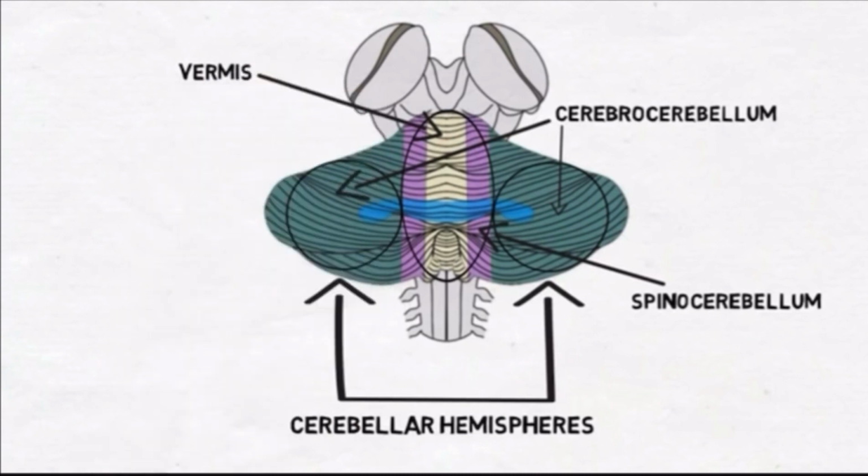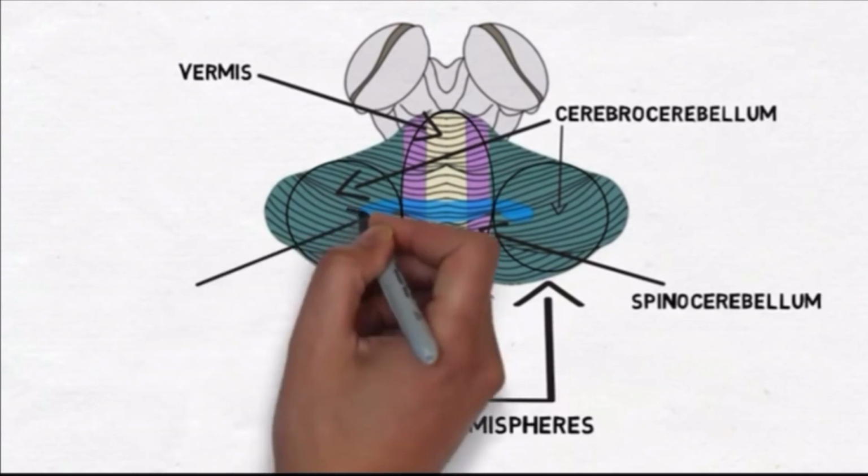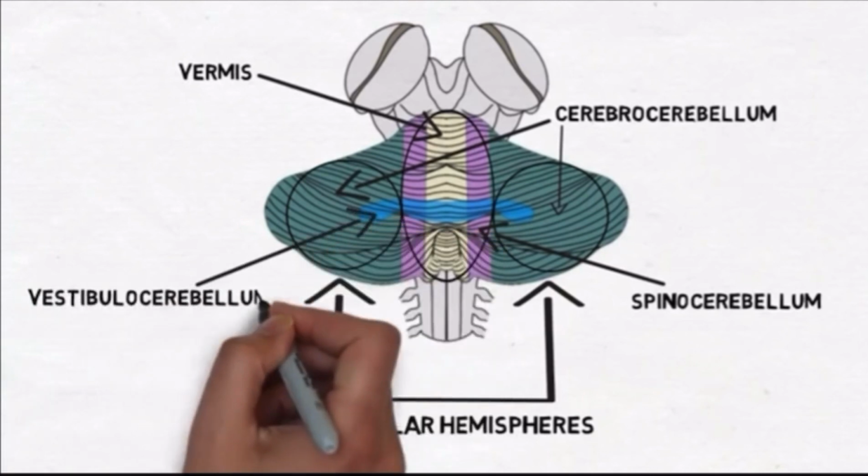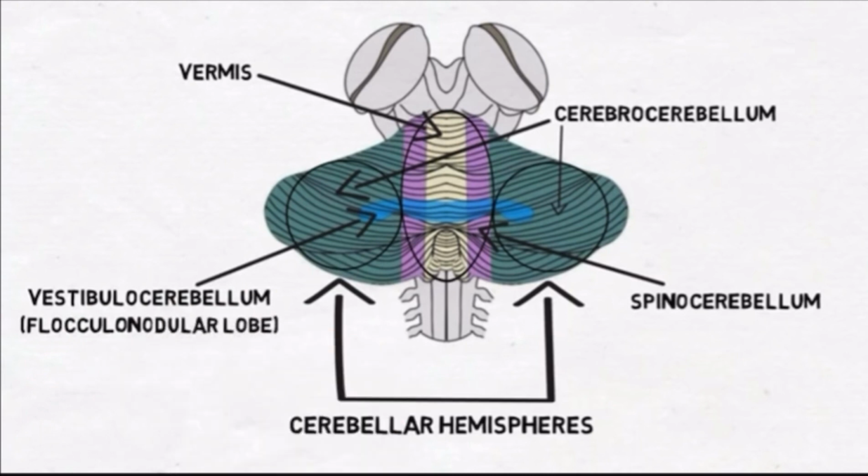The vermis is the area of the spinocerebellum that runs along the midline of the cerebellum. It is involved with posture, limb movement, and eye movements. The vestibulocerebellum, also called the flocculonodular lobe, is important to maintaining equilibrium, balance, and posture.